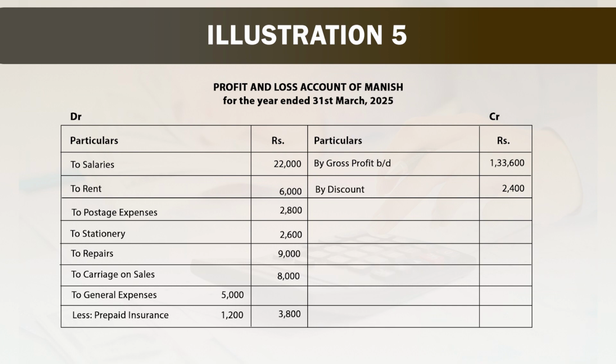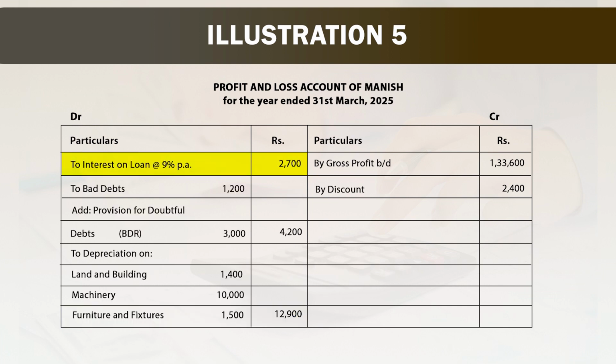Now, we will deal with the items of debit side. The first item given to us is salaries of rupees 22,000, rent 6,000 rupees, postage expenses 2,800, stationery expense 2,600, repairs 9,000, then carriage on sales 8,000. We have one adjustment on general expenses. We are having general expenses of 5,000. From that, prepaid insurance to be deducted 1,200, that comes to 3,800 rupees.